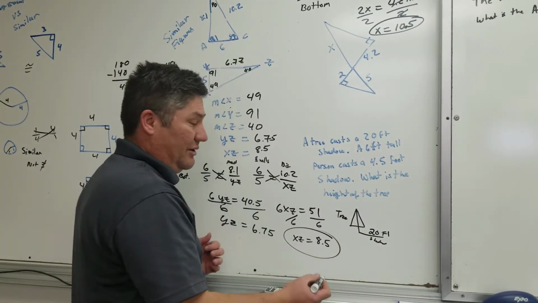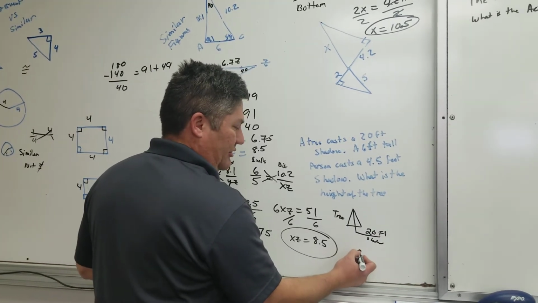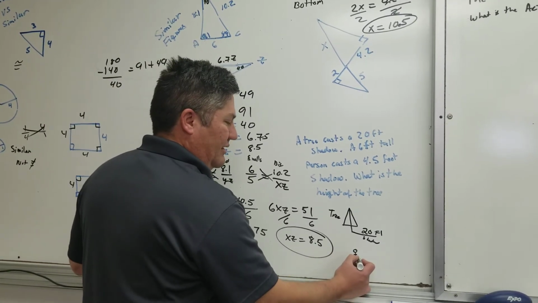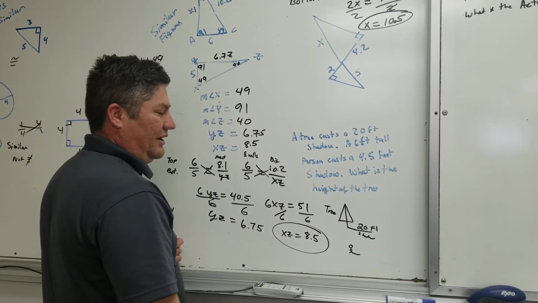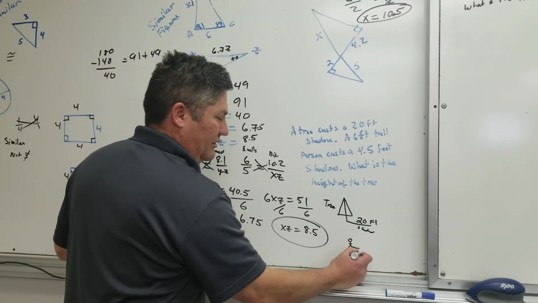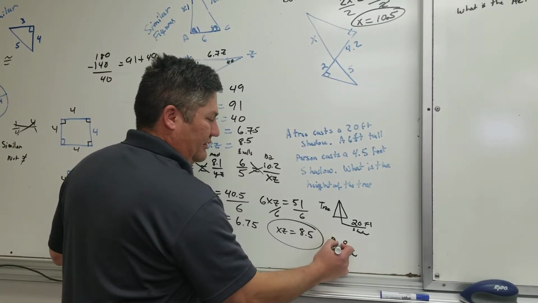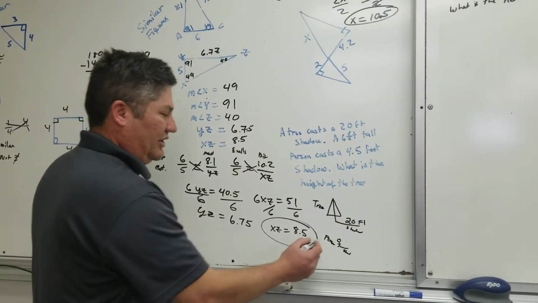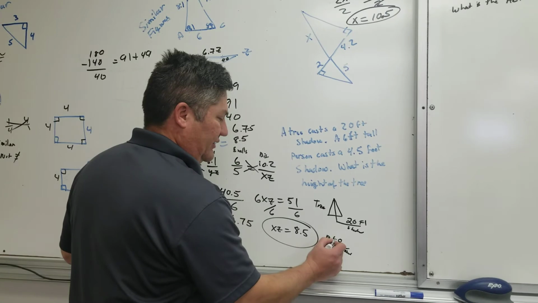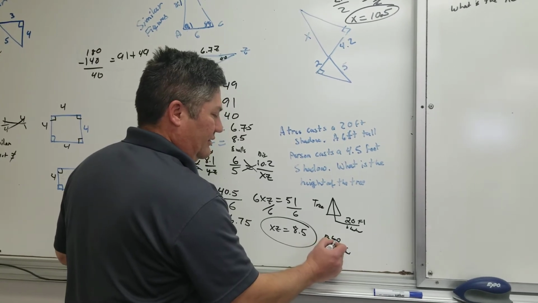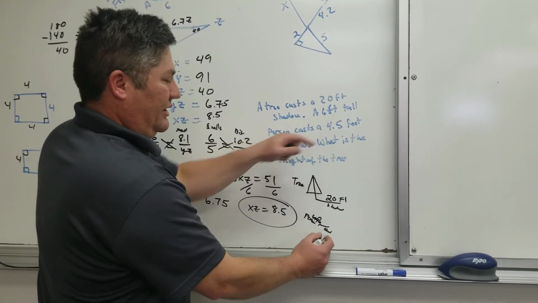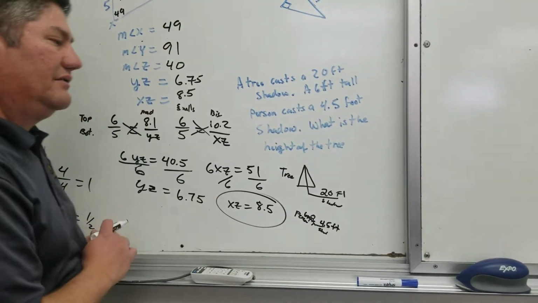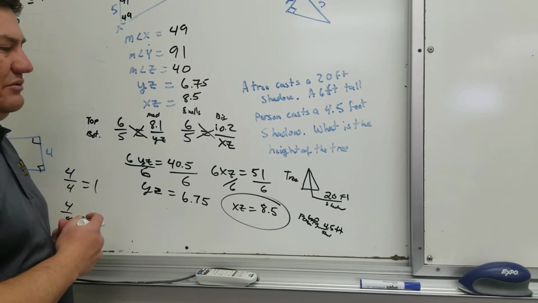Now we have a person. Now I'm going to draw a really good person here because I'm really good at drawing people. All right, there's the person. Here's the person's shadow. Okay, so this is shadow. This is the person. Okay, how tall is the person? Well, it tells me the person is 6 feet tall. So this person is 6 feet. And this shadow length is 4.5 feet. That sets up my ratio.